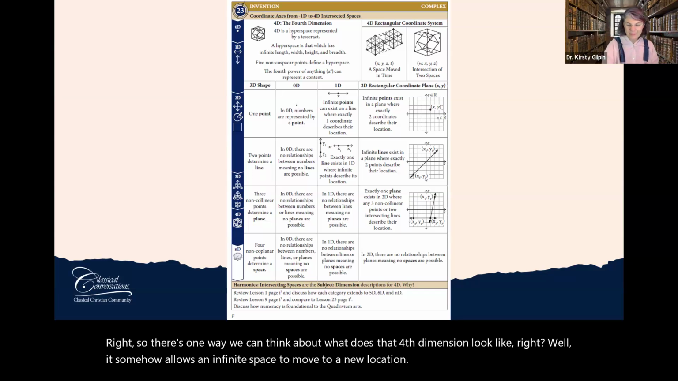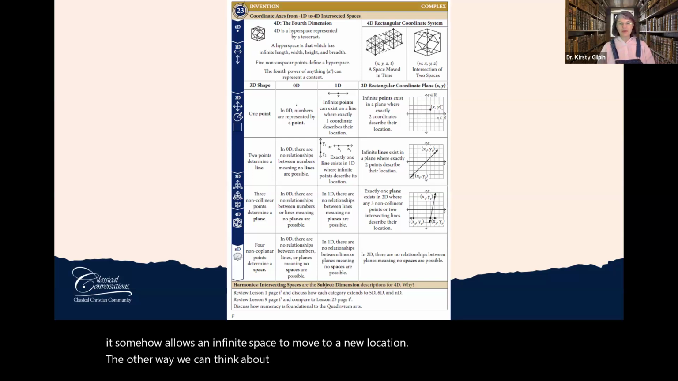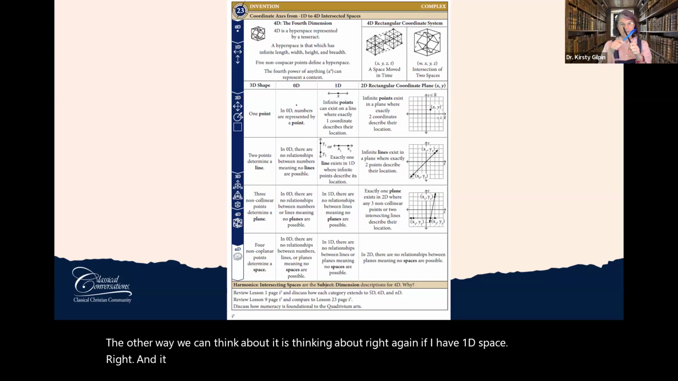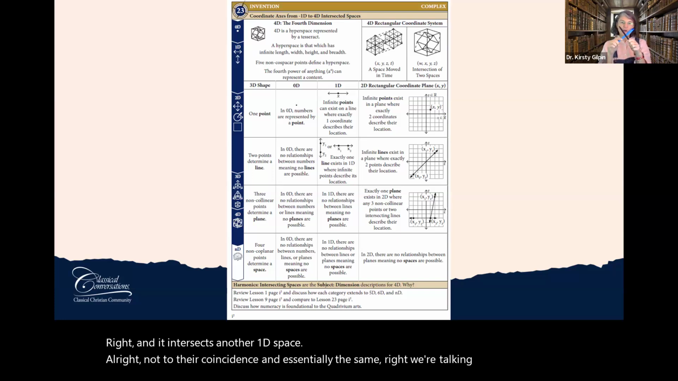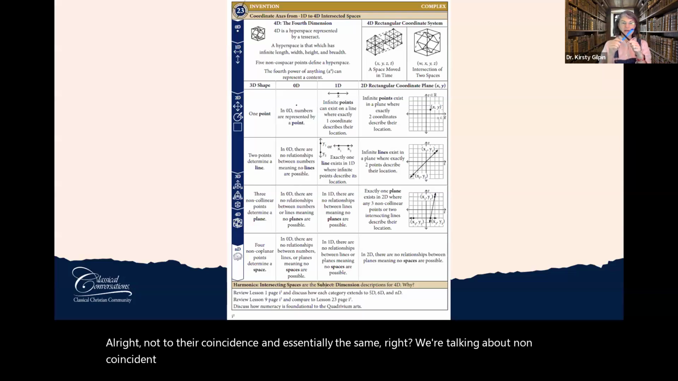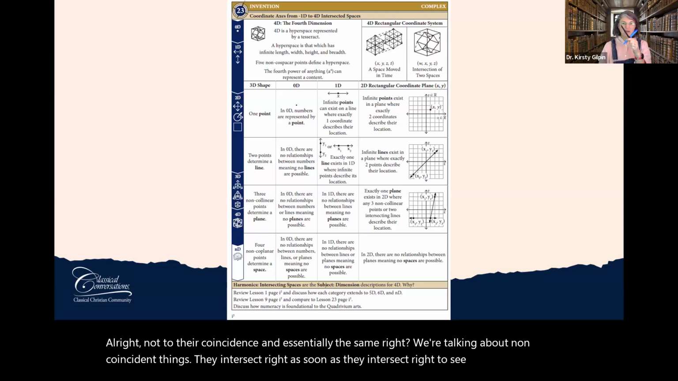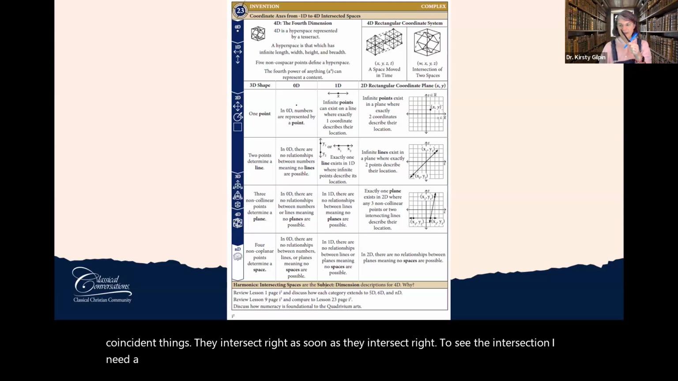The other way we can think about it is, if I have 1D space and it intersects another 1D space, not so they're coincident and essentially the same, we're talking about non-coincident things. They intersect, right? As soon as they intersect, to see the intersection, I need a plane. I need a 2D space.